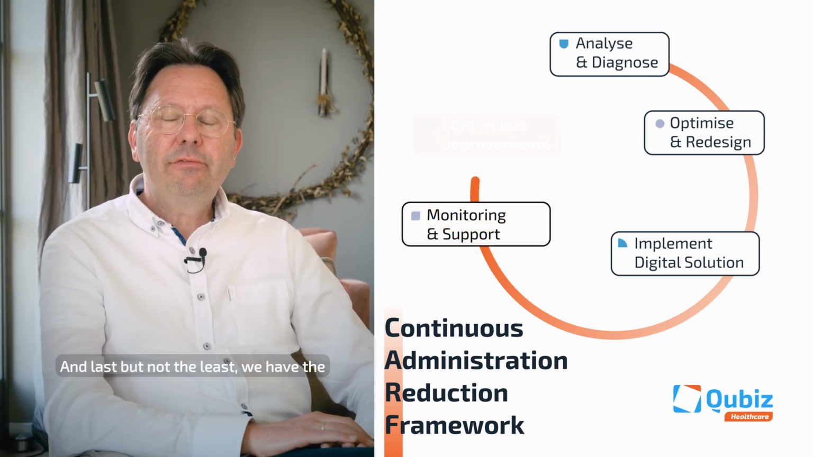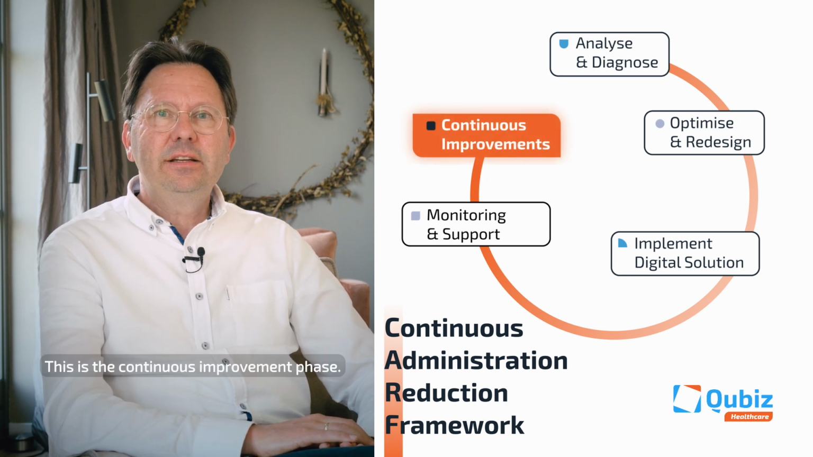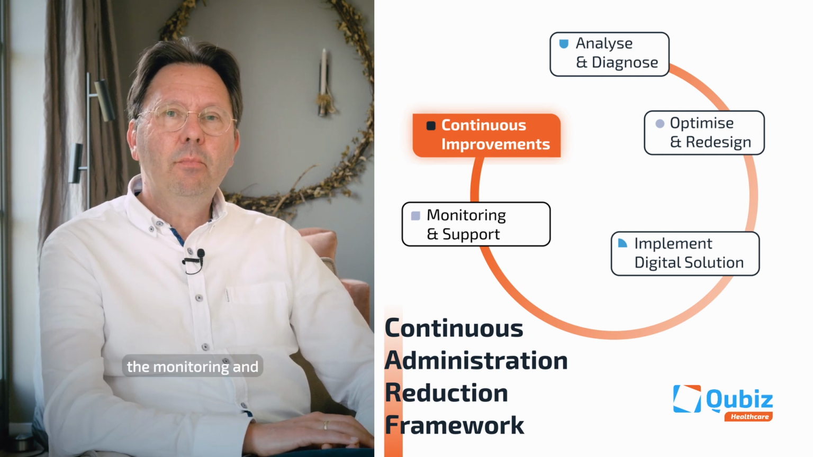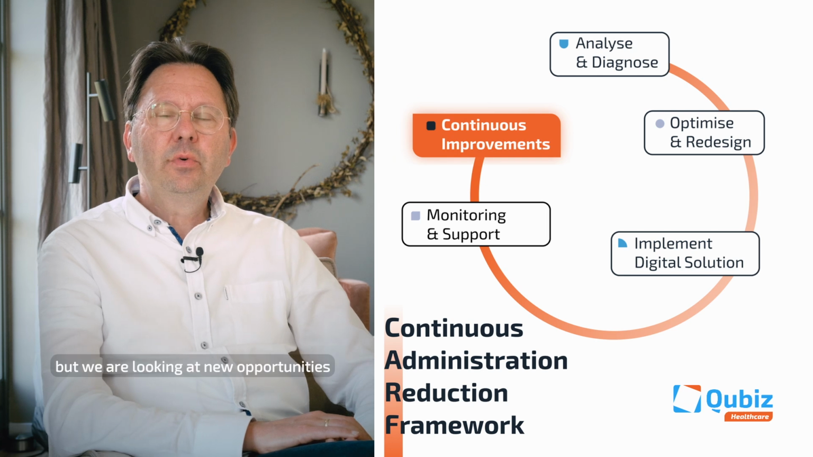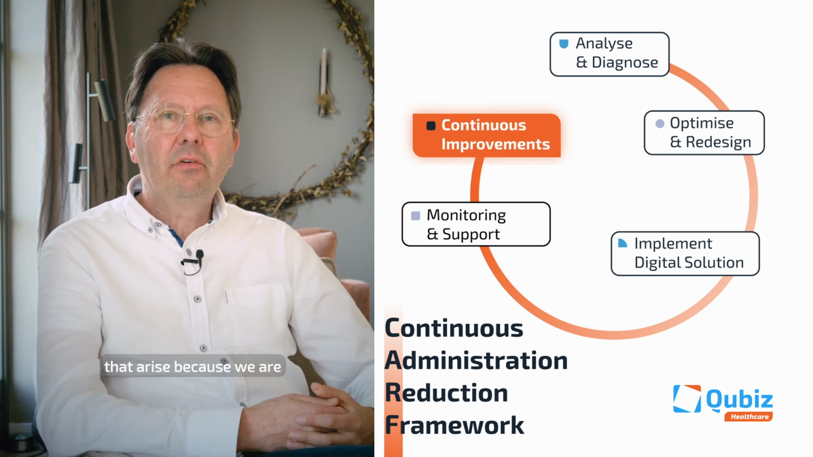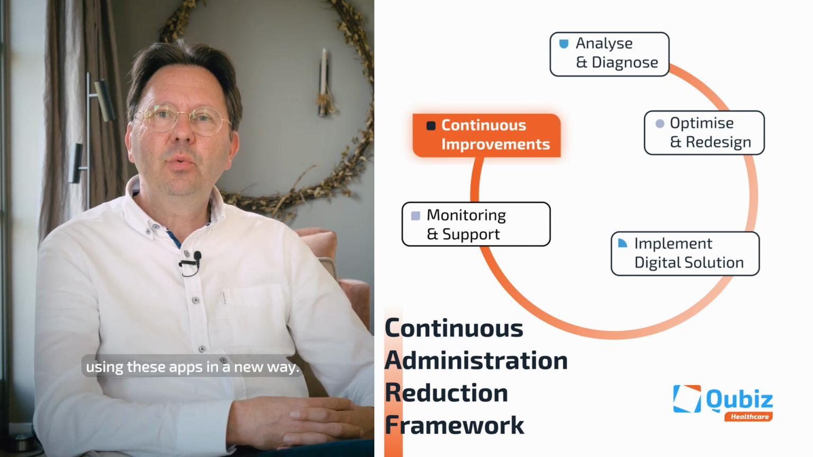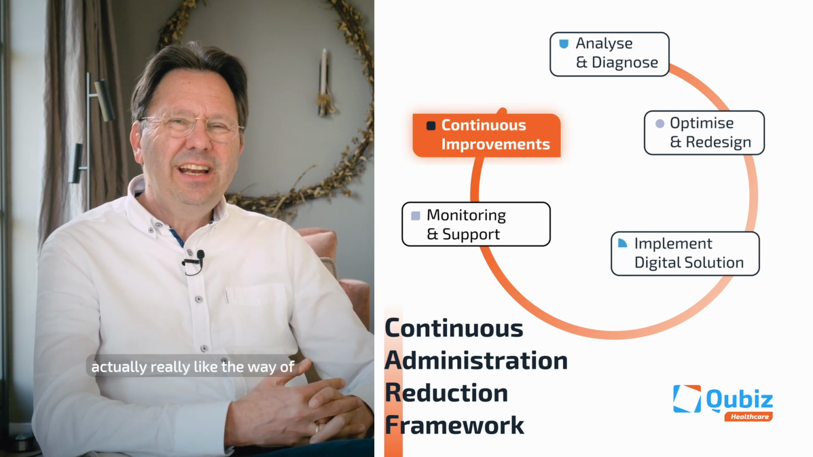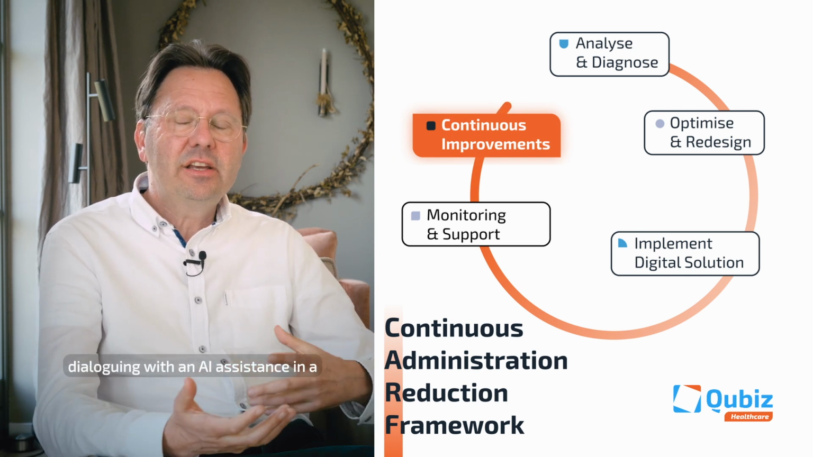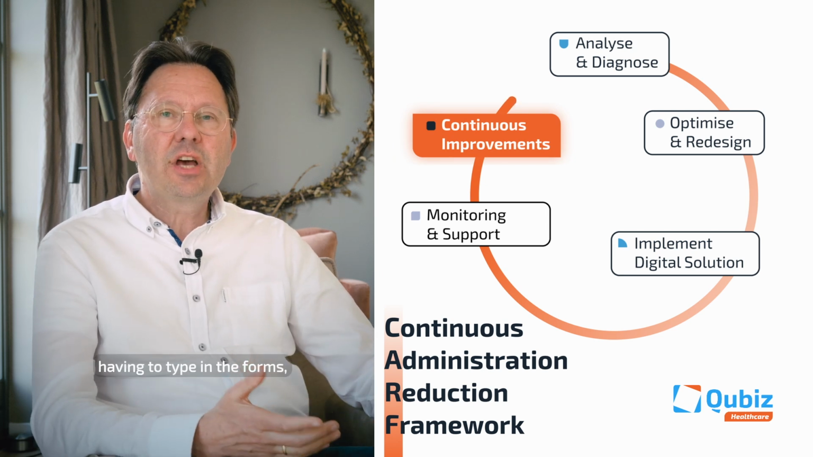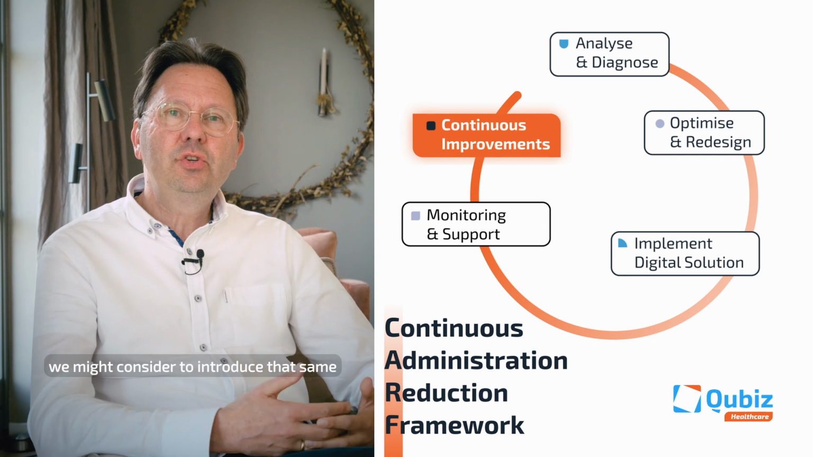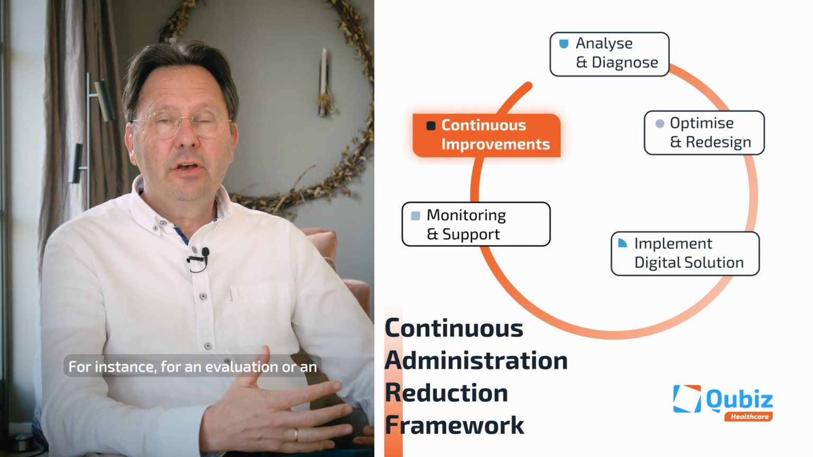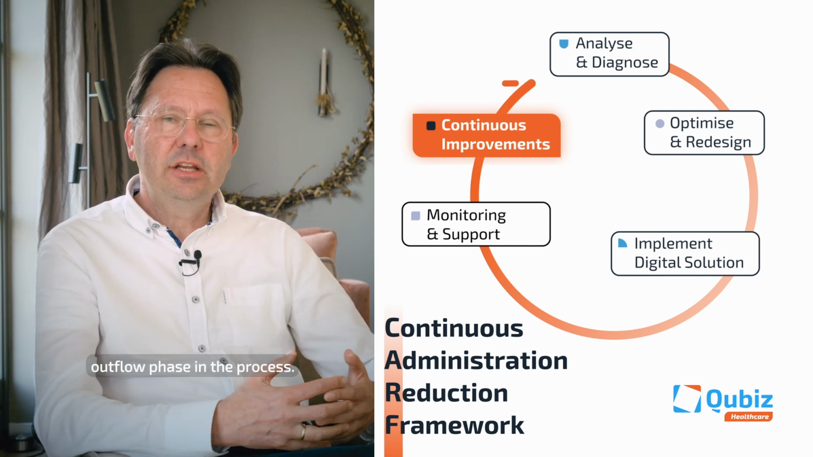And last but not least, we have the fifth phase in the CARF method. This is the continuous improvement phase. In this phase, we're not only looking at the monitoring and support of the digital solutions, but we are looking at new opportunities that arise because we are using these apps in a new way. One example is that while the intake turns out that patients actually really like the way of dialoguing with an AI assistant in a voice way, instead of having to type in the forms, we might consider introducing that same idea at other places in the process. For instance, for an evaluation or for an outflow phase in the process.